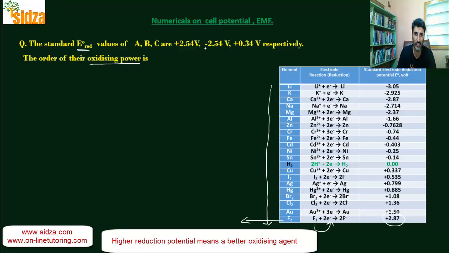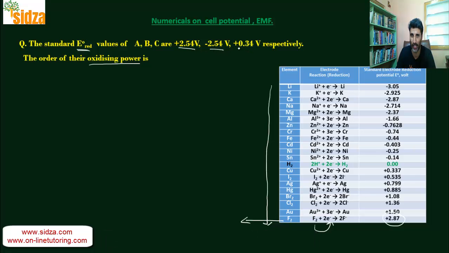So among these three, you have 2.54, minus 2.54 and 0.34. The higher one is A, so first one is A. This has a better oxidizing power. And then we have the plus 0.34, which is C here. And then you have the B. So this will be the decreasing order of their oxidizing power.